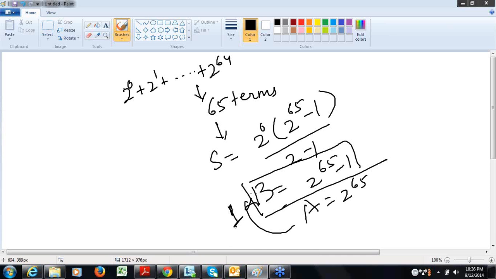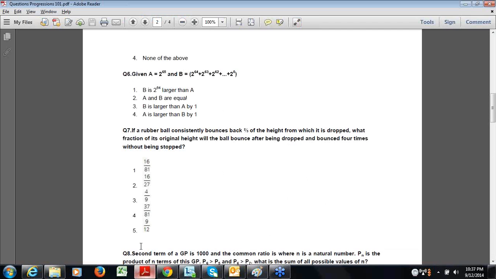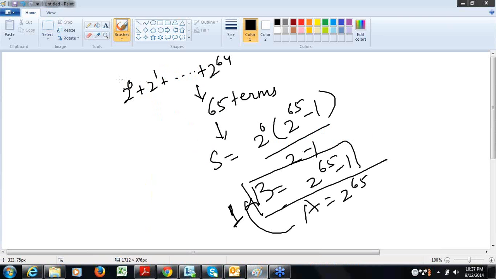Okay, everybody is clear with this? So we'll mark option number 4, which says A is larger than B. Abhishek, let me explain once again. A is given as 2 to the power 65. B is given as the sum of 2 to the power 0 plus 2 plus 2 square plus 2 cube till 2 to the power 64. So we'll find the sum of these values to find the value of B.